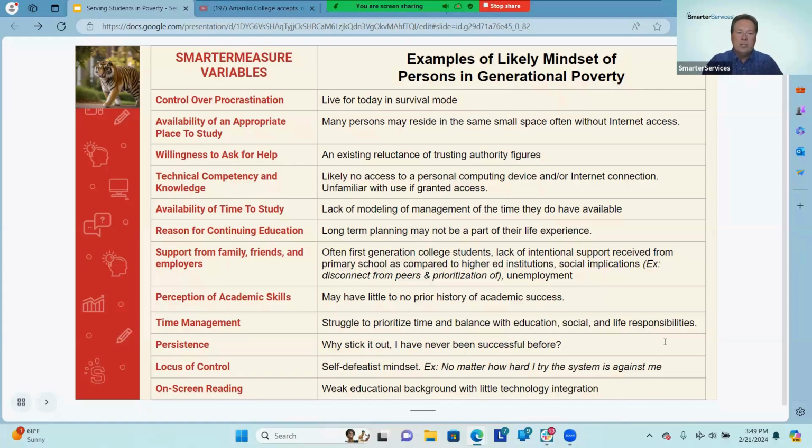How about reason for continuing your education? We saw that on the framework, right? Those of us in middle class, we know the reason. We've got the motivation. We've seen people go to college. We've seen people get great jobs after going to college, right? The persons living in poverty, they've never seen it modeled. You see this, the next one here, support from family and friends.